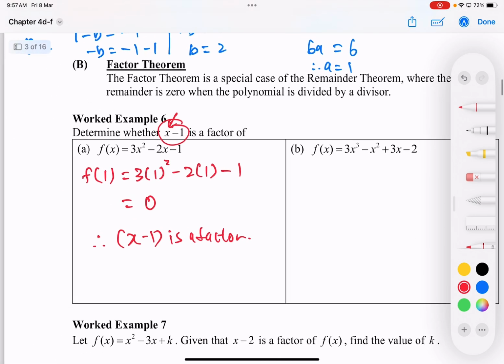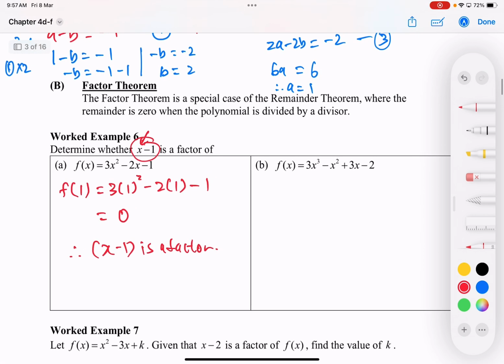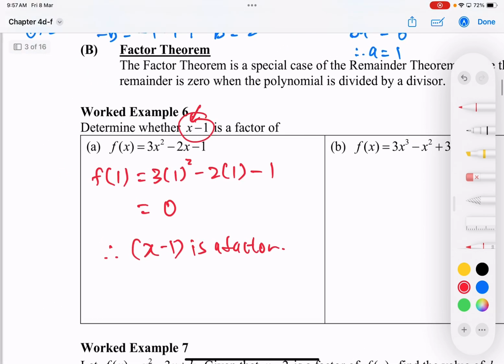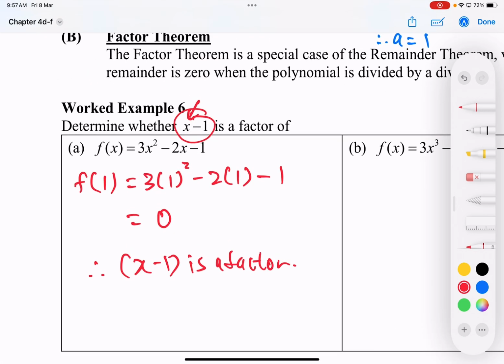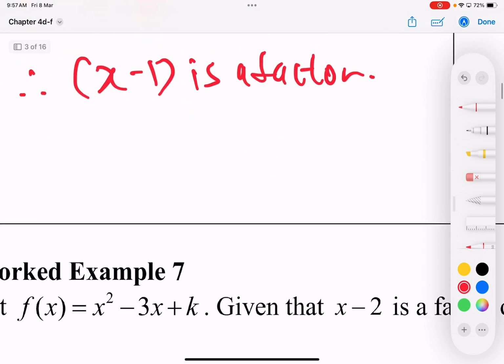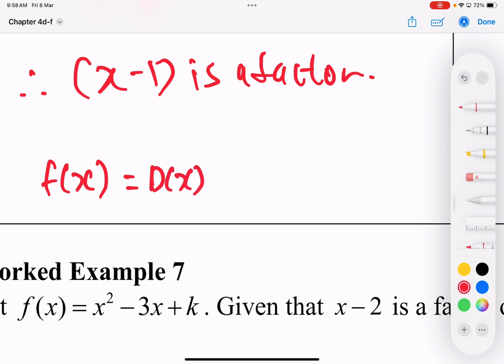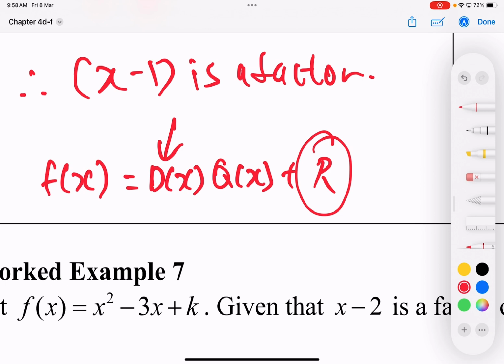Alright, how about let's try, yes? Okay, why do you want to make the divisor 0? Good question. It's because we understand that all of f(x), what is f(x)? f(x) is the number that is to be divided, right? f(x) at its core can be split into the divisor multiplied by the quotient plus the remainder. Right? So if your divisor is 0, can you see that what is left behind is only the remainder?